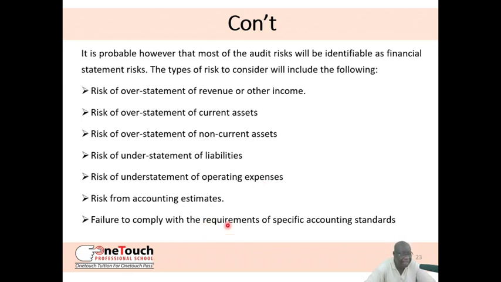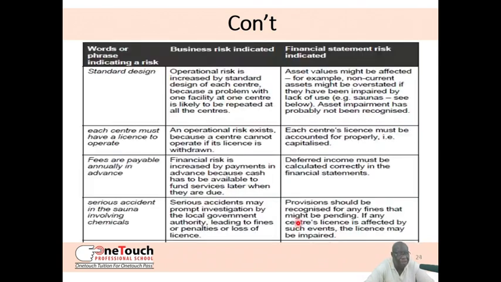Failure to comply with the requirement of specific accounting standards. Accounting standards are there to be followed in preparing the financial statement. If you fail to comply with the requirements, the financial statement will be what? Misstated. So we have this table, words or phrases indicating a risk. So on the left-hand side, you have risks here. Then business risk indicated here. The business risks. Then we have financial statement risks. So each of them you have to take time and read them very, very well. Okay?